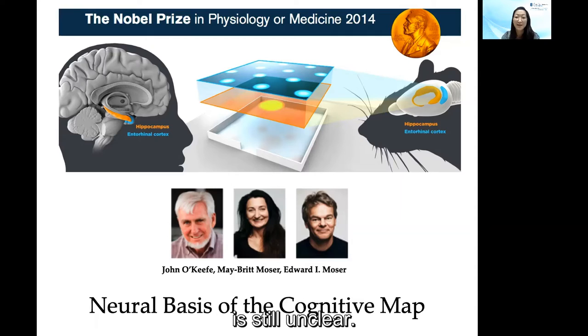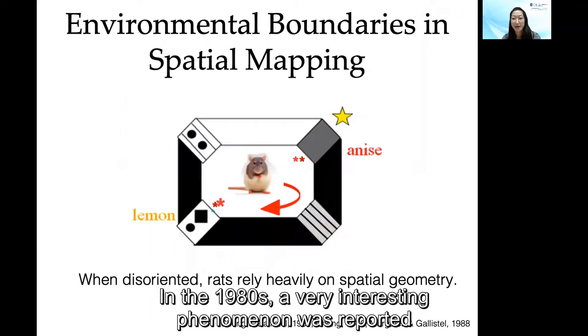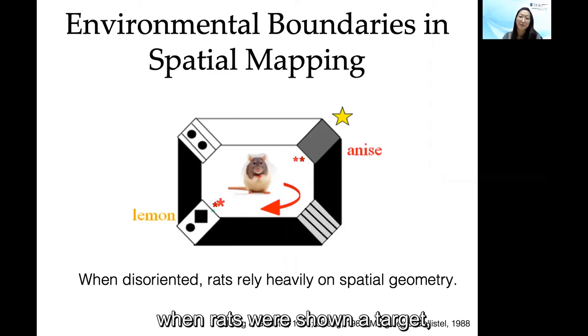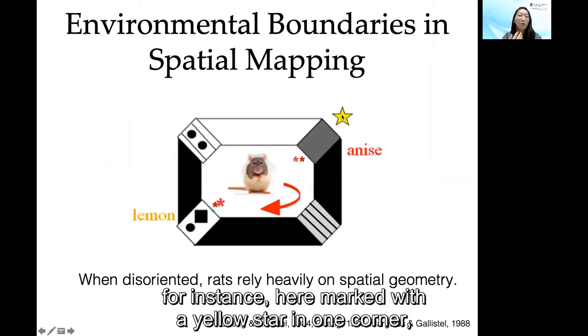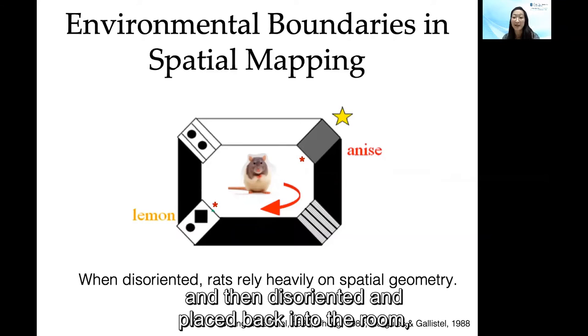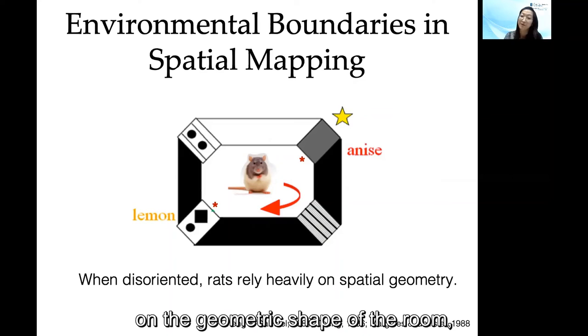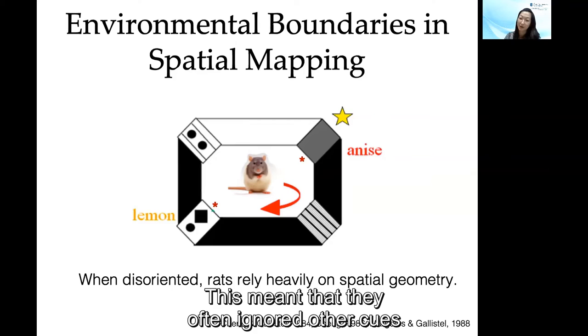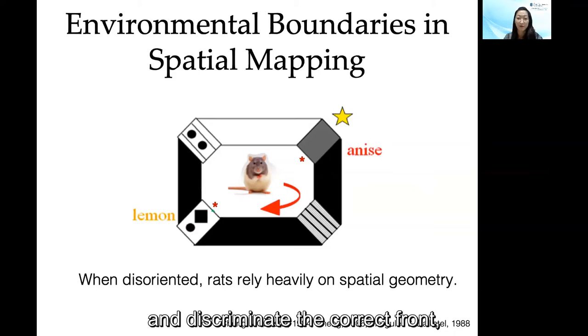In the 1980s, a very interesting phenomenon was reported showing that rats heavily rely on the environmental boundary layout. So as you by now know, when rats were shown a target, for instance, here marked with a yellow star, in one corner of this room, and then disoriented and placed back into the room, they subsequently based their searches solely on the geometric shape of the room, resulting in a preference for the correct corner, but about half of the time, the rotationally symmetrical corner. This meant that they often ignored other cues that they could have used to break the room's geometric symmetry and discriminate the correct corner from its geometric twin.